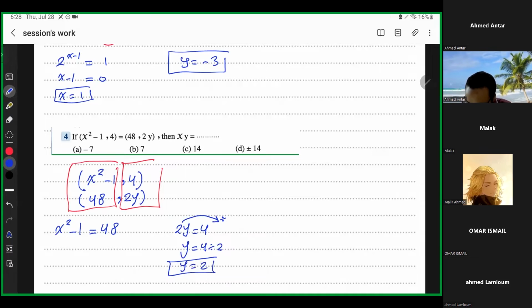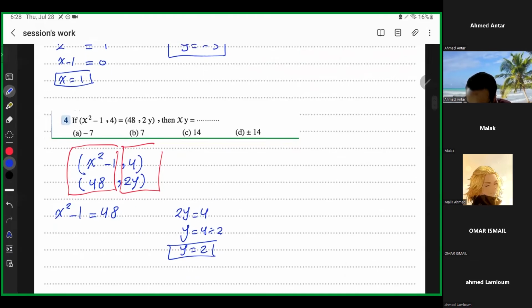You told me 2 or 4? I told you 4. No, it's 2. Okay. What about the left-hand side? x power of 2 equals?